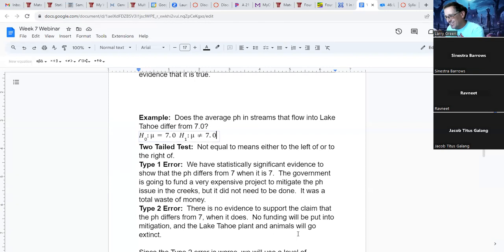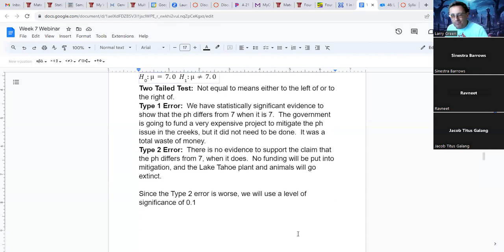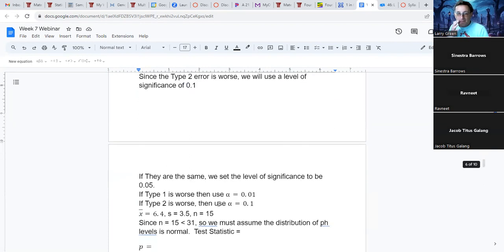And this depends on maybe your political side. Yeah, I think type 2. But you might think type 1. If type 2 is worse, we're going to use 0.1. If type 1 was worse, you use 0.01. If they're equal, you use 0.05. So you use 0.1.